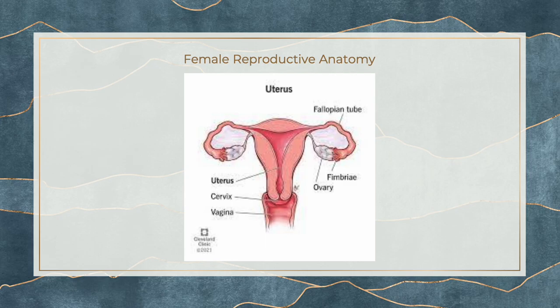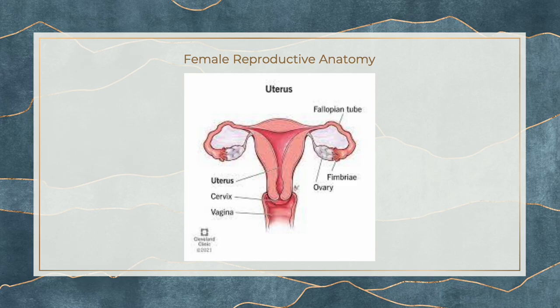So we can start off with the female reproductive anatomy, which is composed of the vagina, the cervix, then the uterus, which leads to the fallopian tubes, and then the ovaries. Once every month during the menstrual cycle, a female will go through ovulation, which is when the ovaries release an ovum or an egg through the fallopian tubes, which goes down into the uterus.